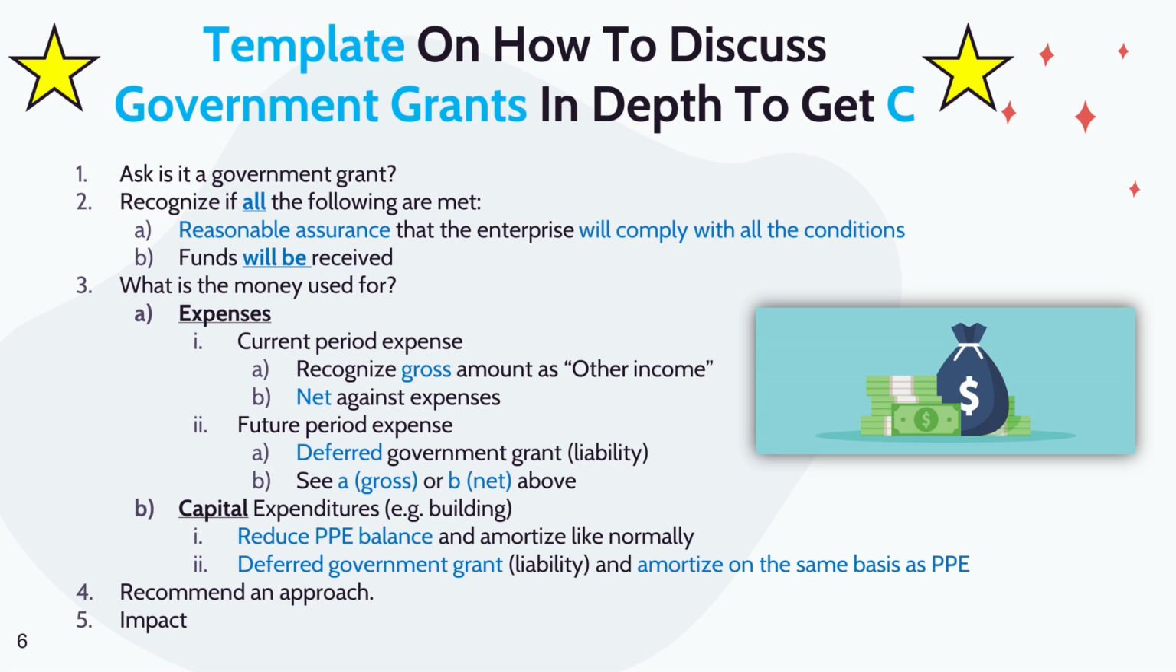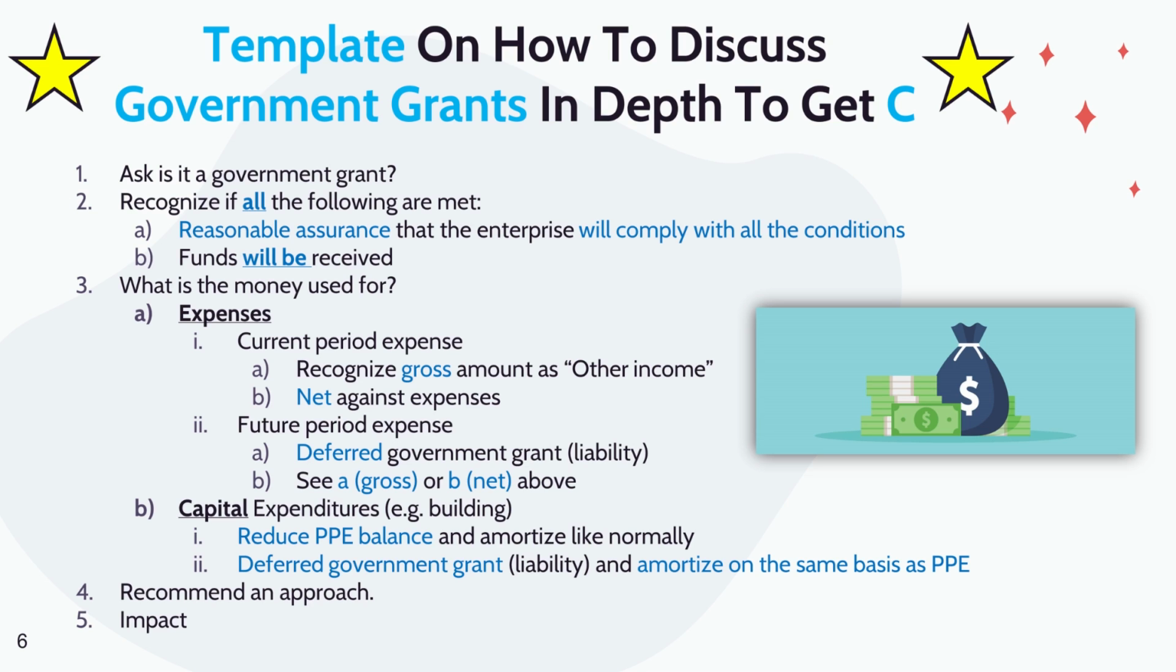The next step, you're going to recommend one of the approaches. So don't just state all the approaches that you could have and say that, oh, it could be for expenses, it could be for PP&E. You actually have to tell the users, in their specific scenario, which one would you apply? Would you apply expenses or capital expenditures?